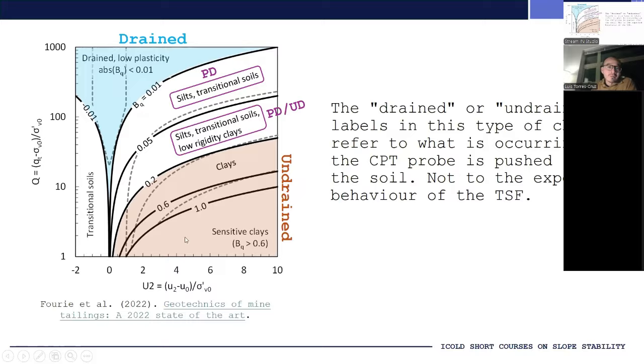And same thing over here. If your data is plotting in this area, it means that during the cone penetration test, the conditions were undrained. Okay, so this is what happened during the CPT. It is not the expected behavior of the TSF.